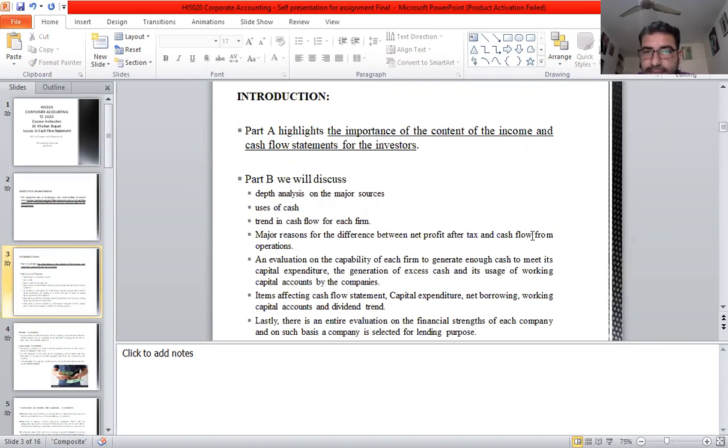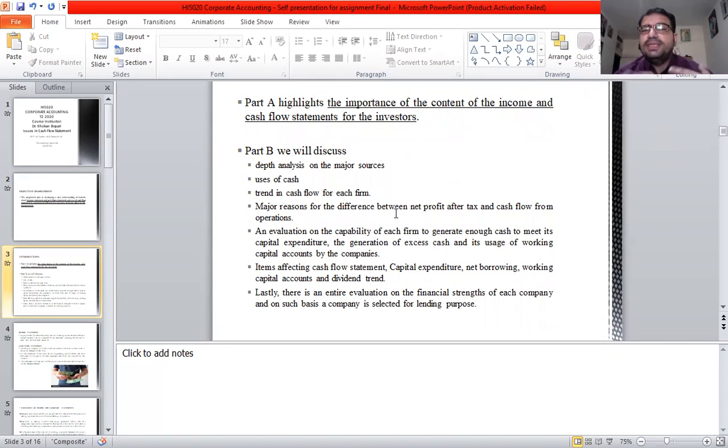There were two parts in the assignment. Part A highlighted the importance of the content of the income and the cash flow statement for the investors. In Part B, we will discuss in-depth analysis on the major sources and uses of cash, trends in cash flow for each firm, major reasons for the differences between net profit after tax and cash flow from operations, an evaluation of the capability of each firm to generate enough cash to meet its capital expenditure, and the generation of excess cash and its usage, and working capital accounts of the companies.